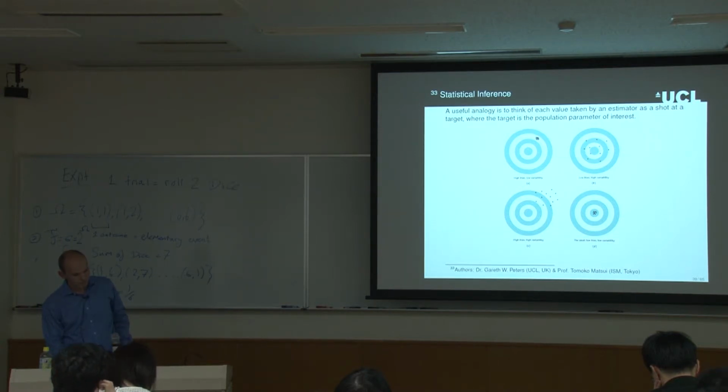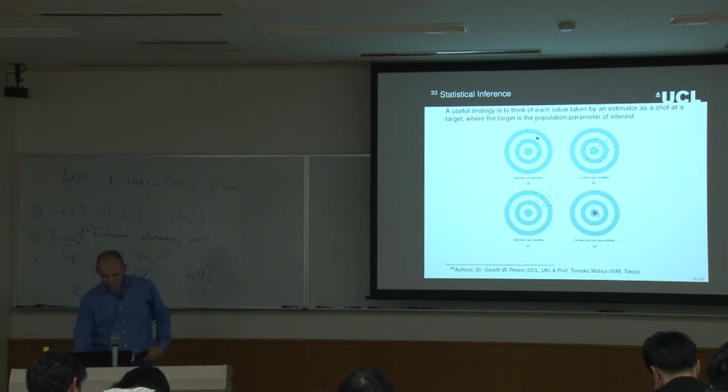Then we have B, where we have low bias because the expectation must be quite close to the target if we just look at the points, but the variance is very high. C is a terrible estimator because it's far away from the target but also spread out, high variance. This is the ideal situation: low bias, so very close to the target, and low variance.